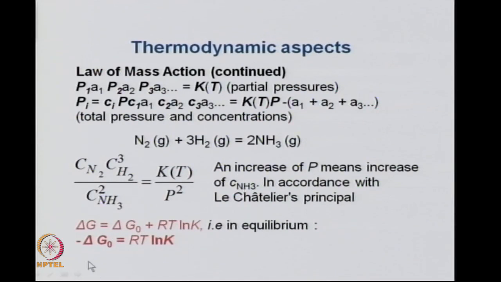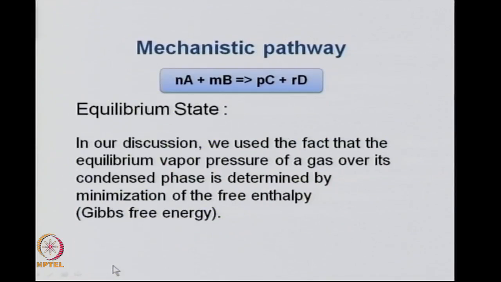Ultimately, delta G naught of course is given by minus RT ln K, or minus delta G naught is given by RT ln K. This is a very useful equation.